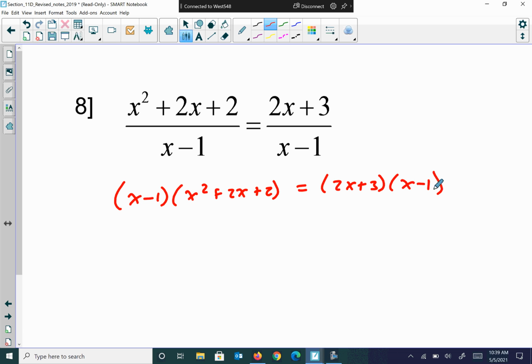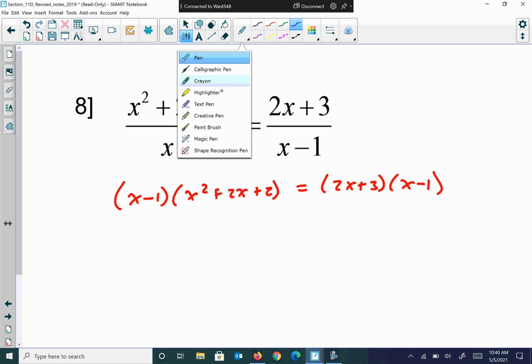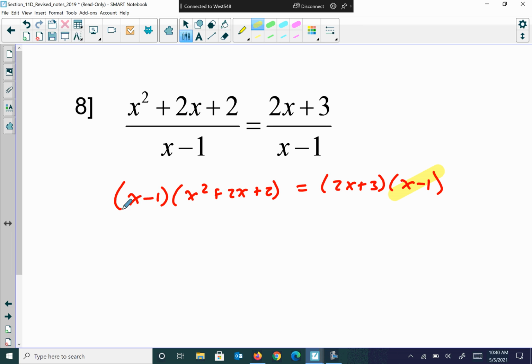Okay, my algebra friends. What would happen, because I cross multiplied them, will this cancel with this? What do you think? Seems good? You good with that? Which then means I'll have x squared plus 2x plus 2 equals 2x plus 3.